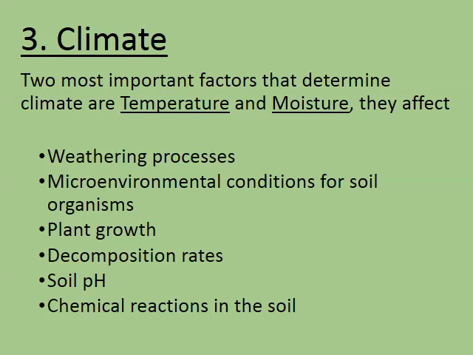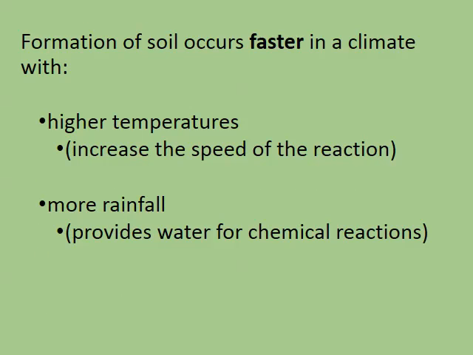So climate, you have temperature and moisture. These affect your weathering, your macroenvironmental conditions for your soil organisms, plant growth, decomposition rates, soil pH, chemical reactions in the soil, all of which are going to make things form slower or faster. Soil forms fastest with higher temperatures because heat acts as a catalyst for the speed of the reaction of things breaking down, and with more rainfall, which is going to provide water for chemical reactions. So your warm, wet climates that have enough of the material present are going to give you better soils.